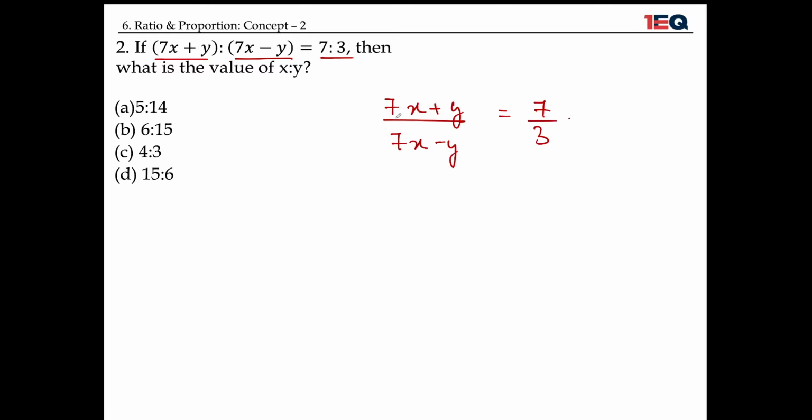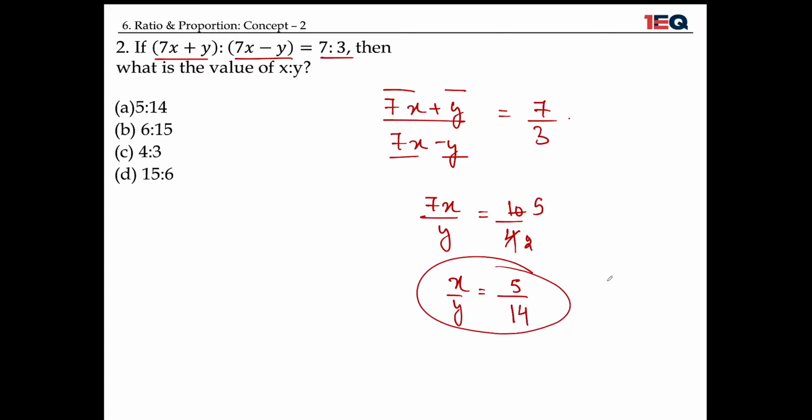7x plus y whole upon 7x minus y is equal to 7 upon 3. So both the terms are the same in the numerator as well as in the denominator, just the signs are opposite to each other. So I can easily write that 7x upon y is equal to 7 plus 3, 10, and 7 minus 3, 4. Okay, so the value of x upon y that I can see over here is 2 2s are 4 and 2 5s are 10. So the answer to this question is 5 upon 14, or 5 is to 14. Okay, the answer to this question is 5 is to 14.